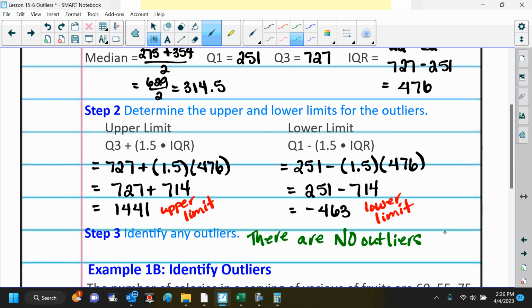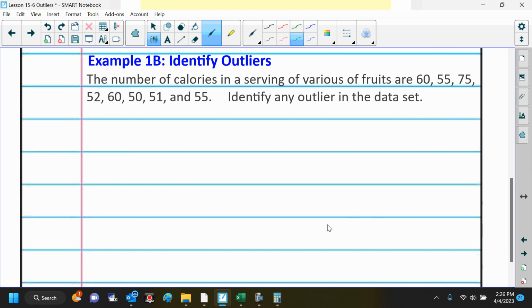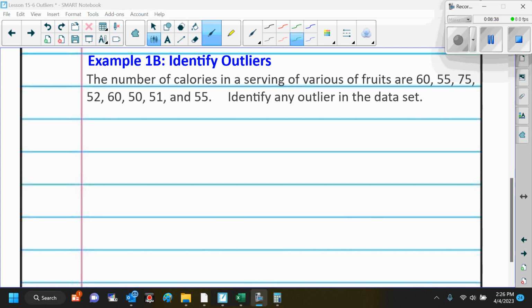All right. So I would like for you to do the second example on your own. So press pause and then show your work and then press play again to see if you did it right.